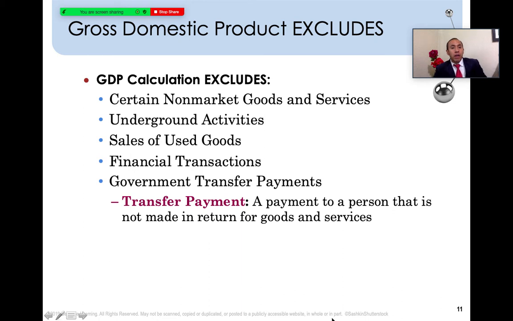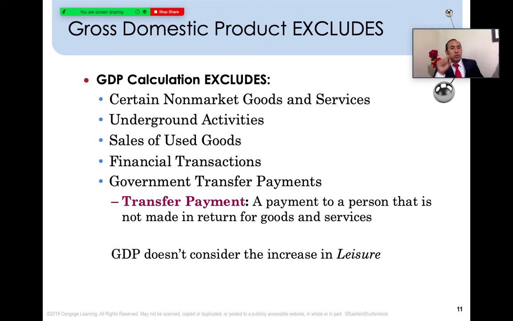Now, another thing that is excluded is government transfer payments. Transfer payments are some form of payment that a person receives without really doing much. These are supplemental insurance, supplemental Social Security income, for example, or some supplemental assistance programs where the government just provides some financial compensation. It transfers funds from one account to the next. It's not generating any production of goods. So transfer payments are excluded from GDP calculations.